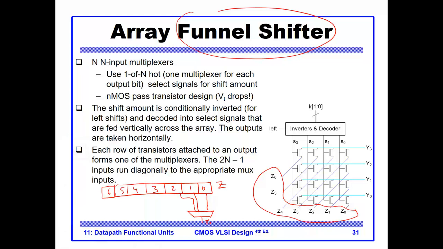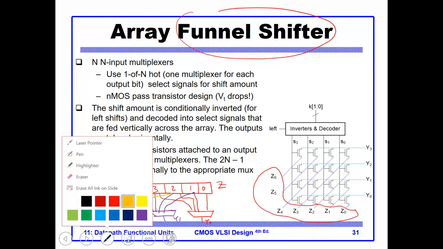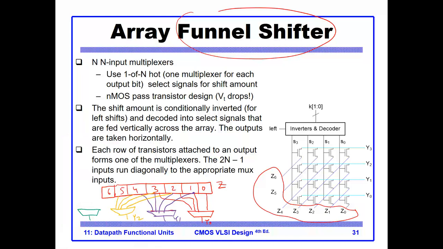Or bit 2 or bit 3. That's Y0. Now, the second bit, let's just choose another color here. Bit Y1 will choose either bit 1 or bit 2 or bit 3 or bit 4. Okay, and then the third bit of Y, so let's use this one here, Y2. It will be either the 2 or 3 or 4 or 5, and the final bit of Y, which is Y3, will choose either 3 or 4 or 5 or 6.